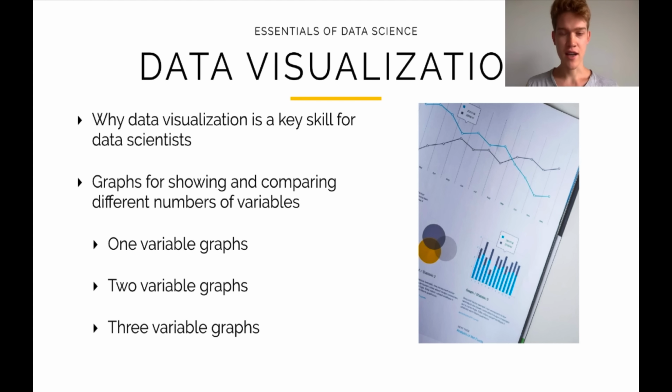So for example, you can have one variable graphs where you only look at one thing, and you want to see how this changes. You have your typical two variable graphs, which you probably know, where you have an x and a y axis, and then you can see how two variables relate to each other. Or you can have three variable or even higher variable graphs, where you plot maybe three different things, or even more if you want, as long as it makes sense, next to each other, so that you can compare multiple things at the same time.